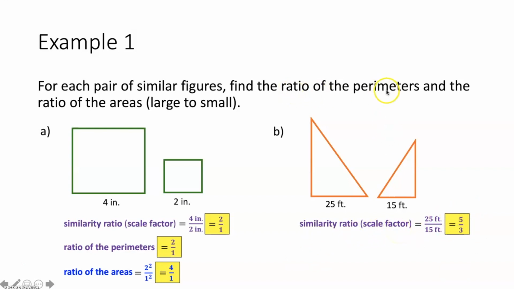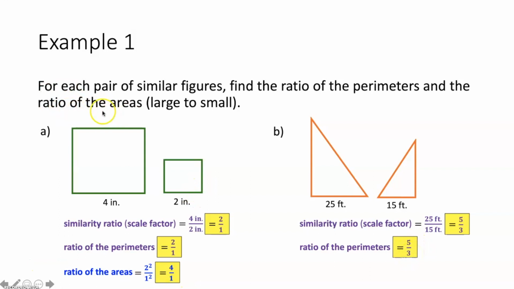Next, we need to find the ratio of the perimeters. So recall, the ratio of the perimeters is equal to the similarity ratio. So we know the ratio of the perimeters is also equal to 5 over 3. Meaning, if I were to find the perimeter of this larger triangle and put it over the perimeter of this smaller triangle and simplify that ratio down, it would equal 5 over 3.